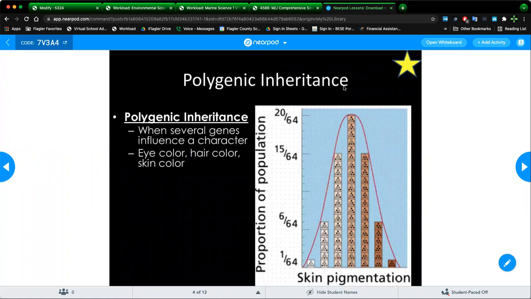Okay, polygenic inheritance. You're not going to have to do any Punnett squares with this, so don't worry about it. The prefix poly means many, and genic, think genes. So many genes. This is when a trait is influenced by many different genes. This is common for things that have much more variety, like hair color, skin color, or height. It's not a simple dominant-recessive trait. Multiple different genes are involved, so you can't do a simple Punnett square on that.